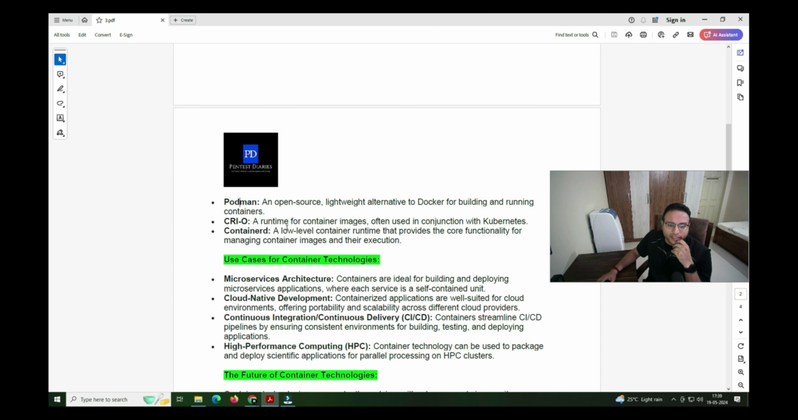Now talking about containerd. It's a low-level container runtime that provides the core functionality for managing container images and their execution. So it has core functionality just for managing the container image. Container images are most important, and this is also responsible for their execution. So those are the two things that come under this category.